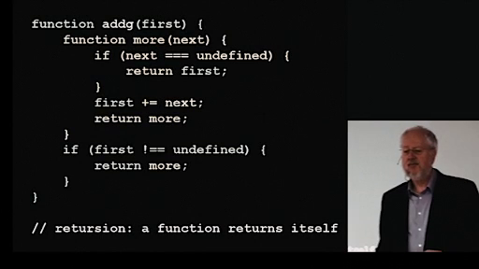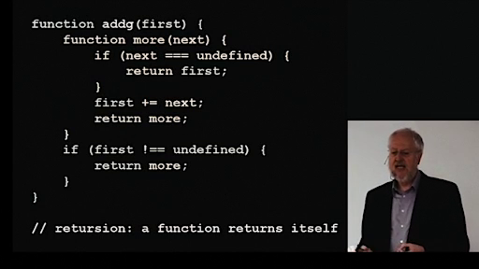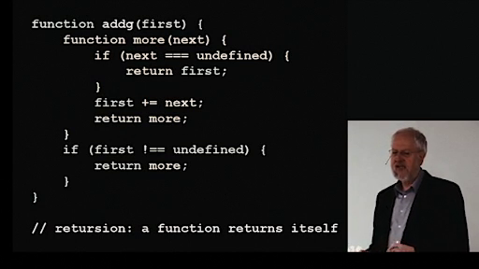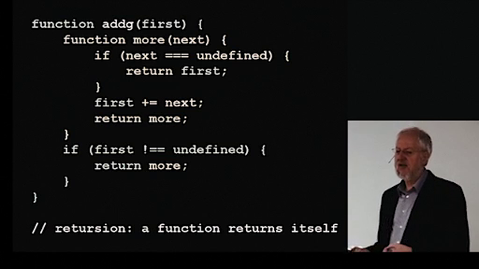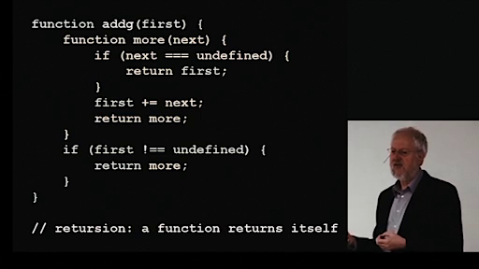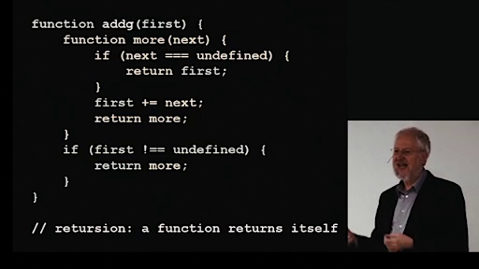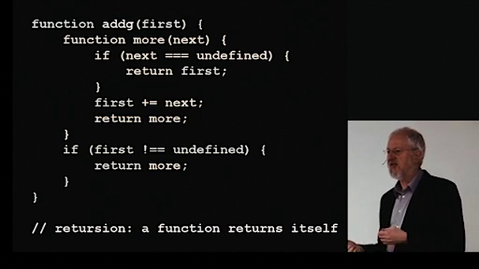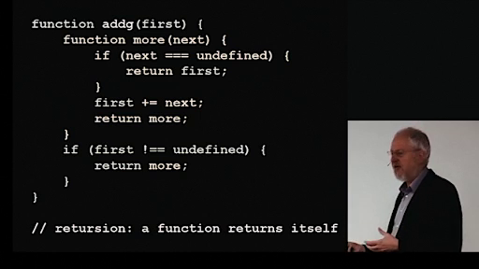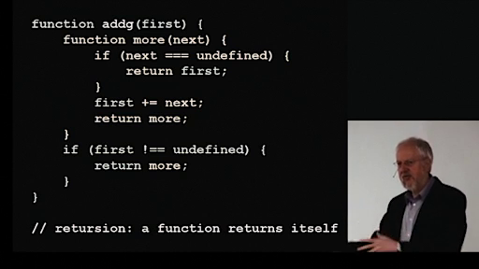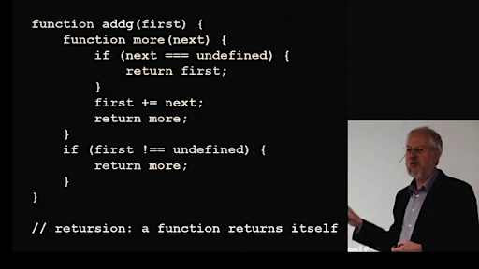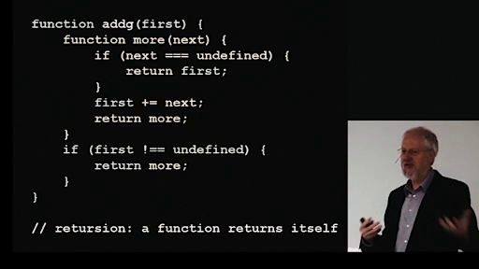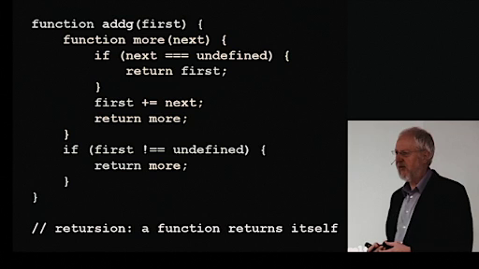Okay, let's look at addg. addg takes a first argument. It creates a more function. If the first argument is not undefined, it returns the more function. The more function takes the next argument. If the next argument is undefined, it returns first. Otherwise, it adds next to first and returns itself. By returning itself, it allows for the next thing to happen. And I call this recursion. Now, recursion is when you have a function that calls itself. Recursion is when you have a function that returns itself.